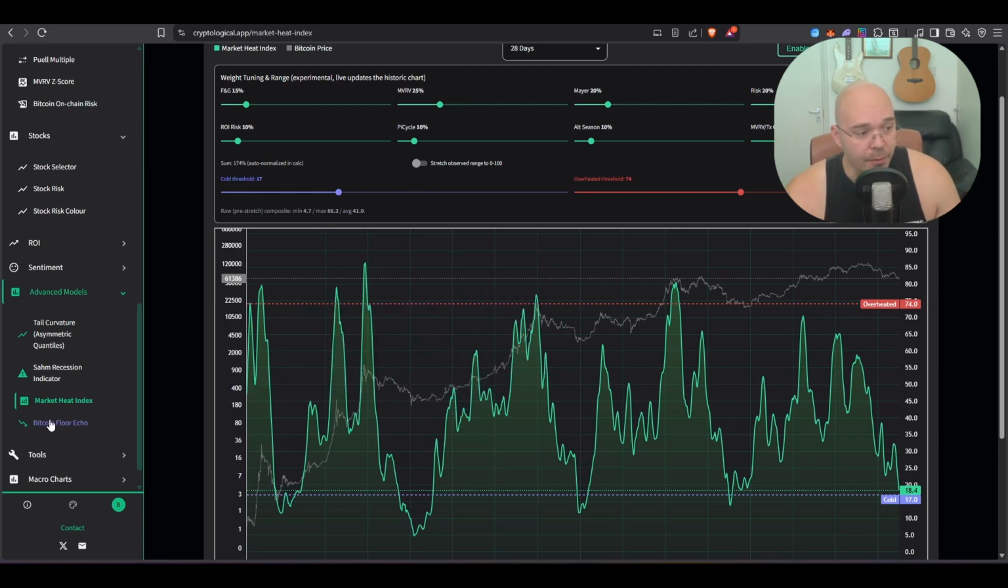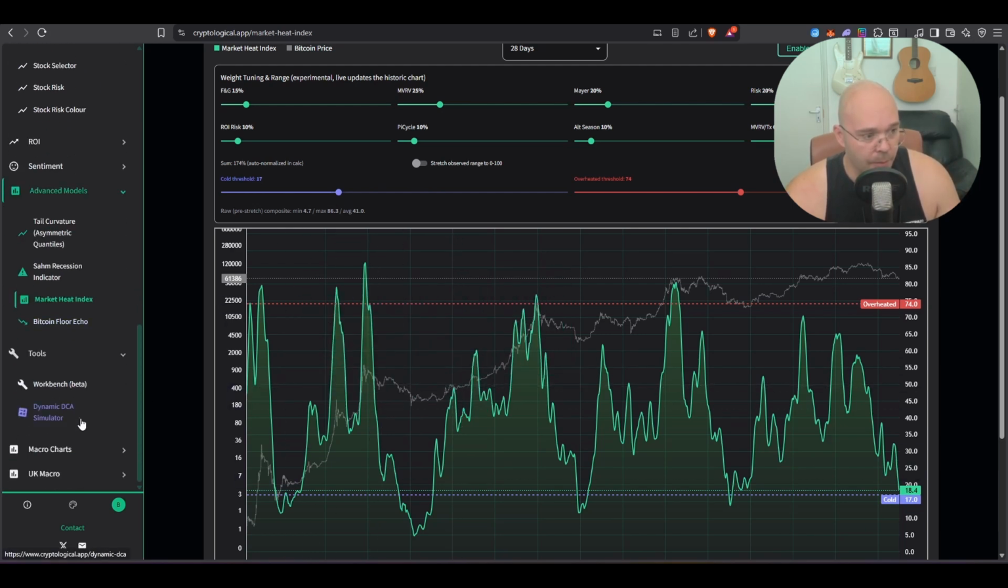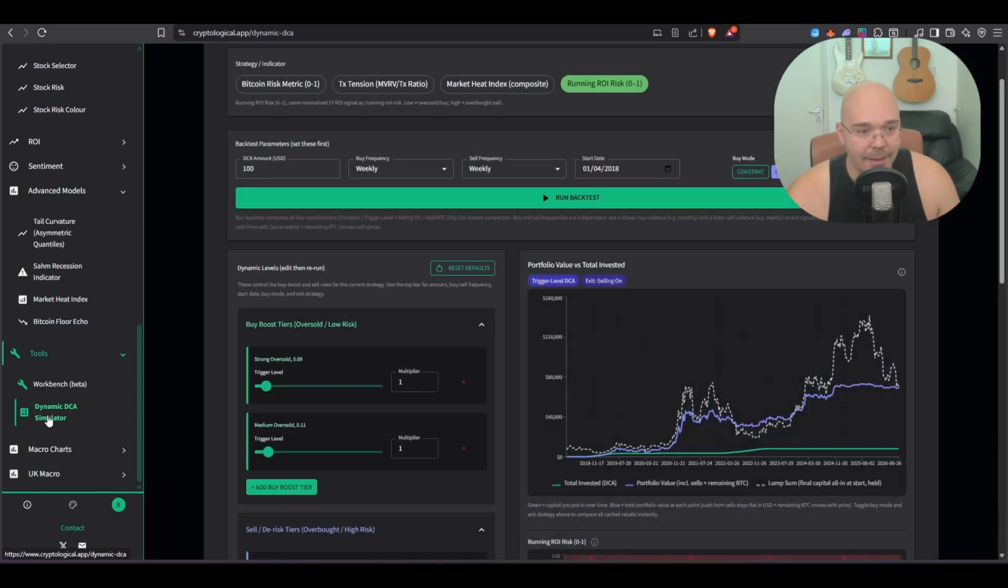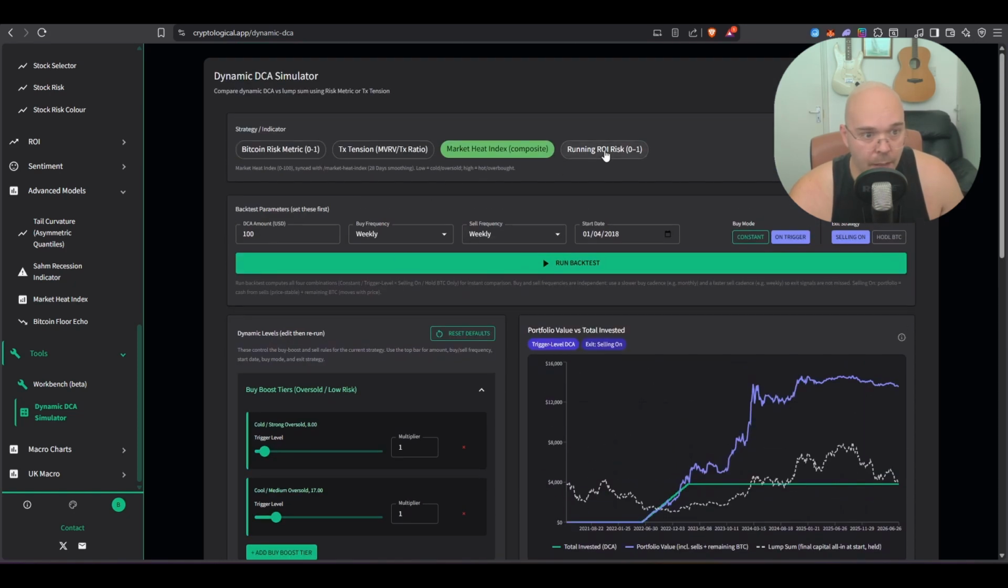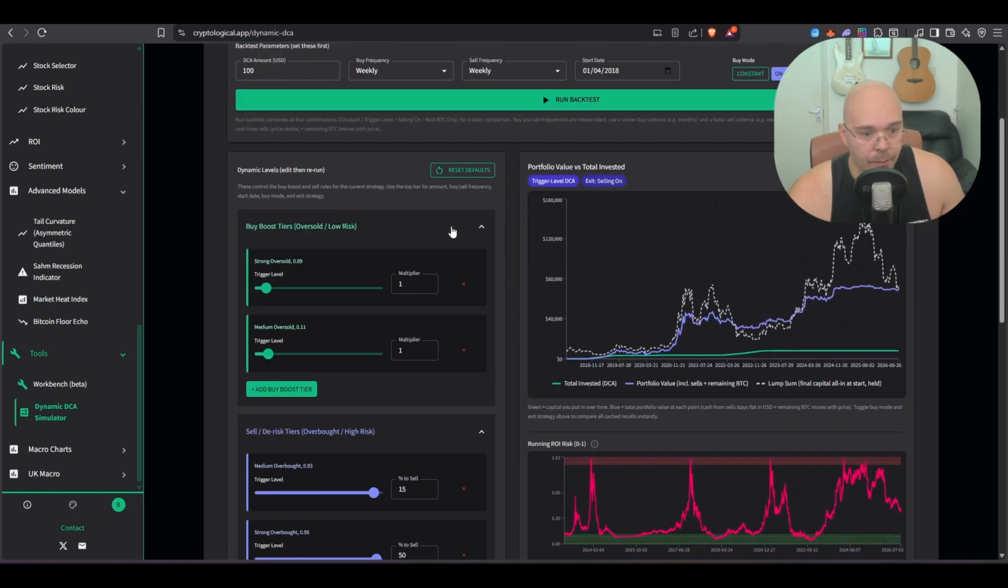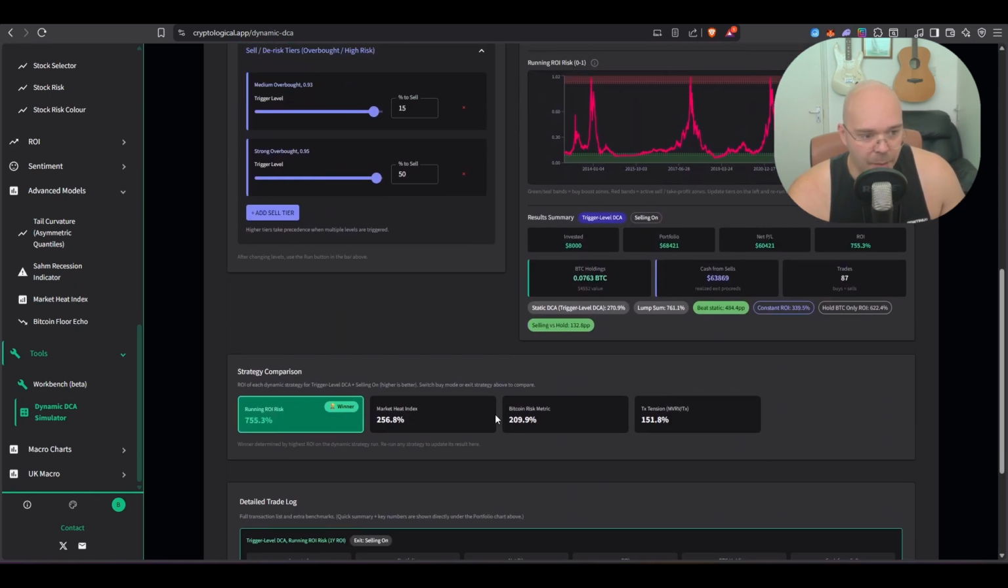And then a really cool thing is that when you go to tools and you go into dynamic DCA indicator, you get 4 potential indicators here you can use for creating strategies. And one of them is the market heat index. And it remembers the settings that you just set up and puts it down here. And then you can adjust these levels. And that's how you can simulate market strategies of what levels to buy at based on certain indicators. And we've got 4. And then you can test them out and see which one's the best.